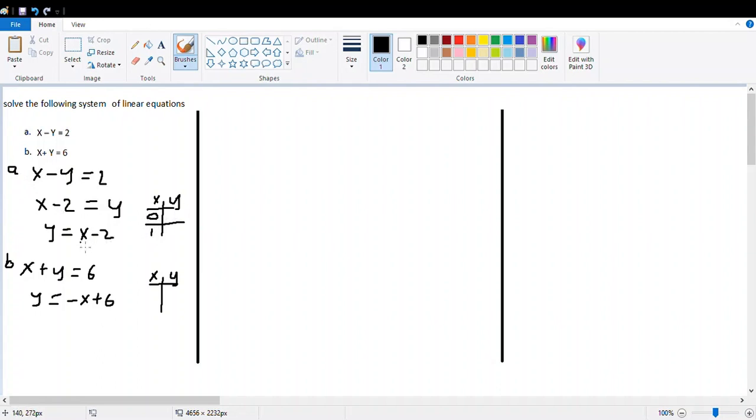If x is 0, 0 minus 2 is negative 2. Then if x is 0, y is going to be negative 2. Now, what happens when x is equal to 1? x is 1. 1 minus 2 is equal to negative 1.